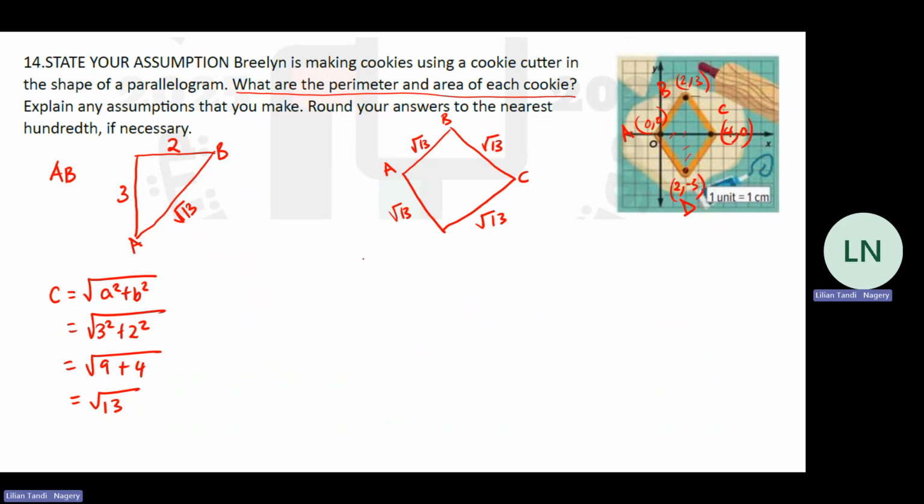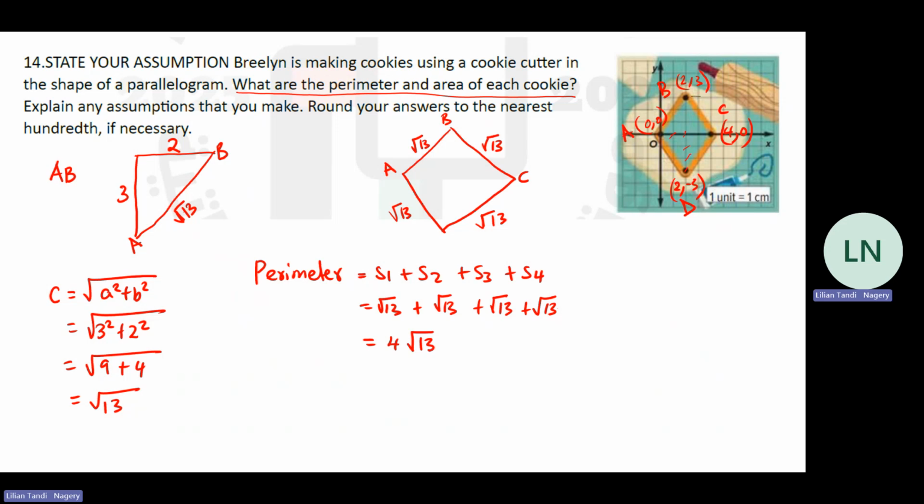Okay, let's find perimeter. Perimeter equals side 1 plus side 2 plus side 3 plus side 4. This is square root of 13 plus square root of 13 plus square root of 13 plus square root of 13. It is the same number 4 times. So 4 times the square root of 13.